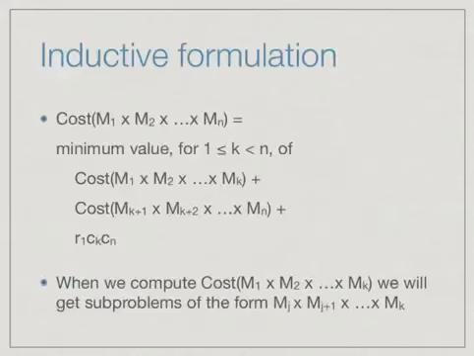Finally, we say that the cost of multiplying M1 to Mn is the minimum, over all choices of k, of the cost of multiplying M1 to Mk plus the cost of multiplying Mk plus 1 to Mn, plus, of course, for that choice of k, one final multiplication, which is to take these resulting submatrices. So that is R1 into Ck into Cn.